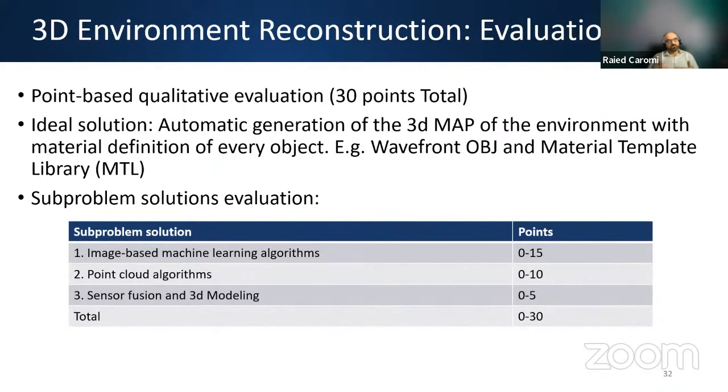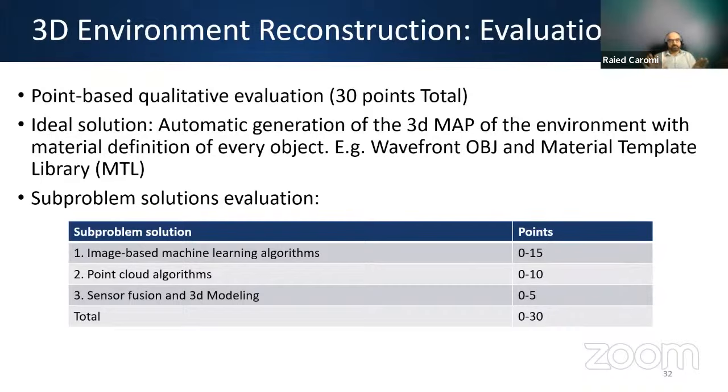So again, I want to emphasize this: if you take this additional challenge, it will not affect the main challenge. This is separate. We wanted to motivate people to solve this problem too, because we have the data set, and the problem is very important for millimeter wave channel modeling and the type of system that we are using. Basically, we will evaluate it based on qualitative points. We'll have 30 points total for the solution.